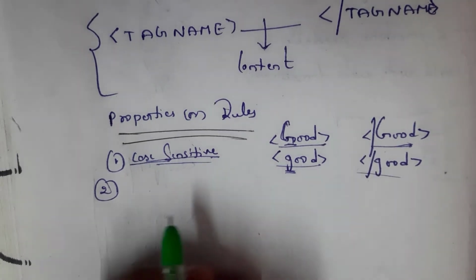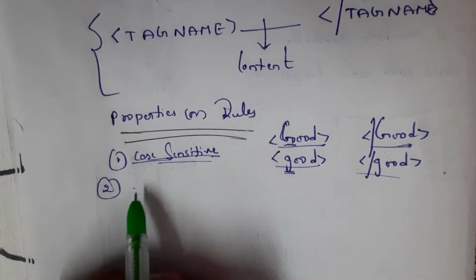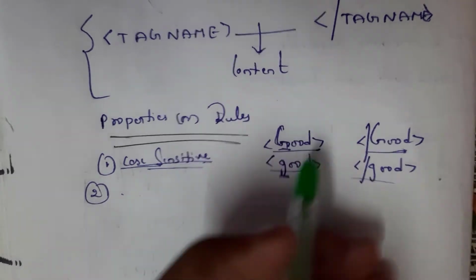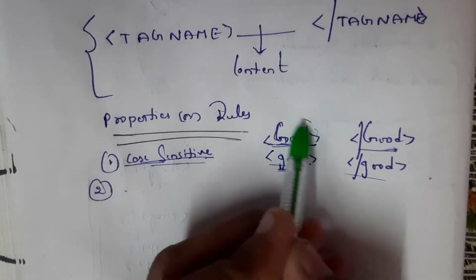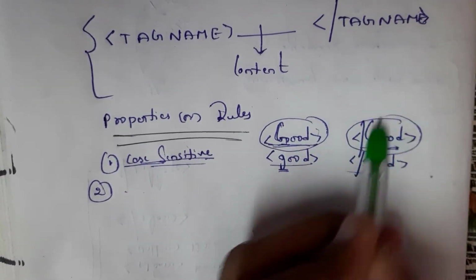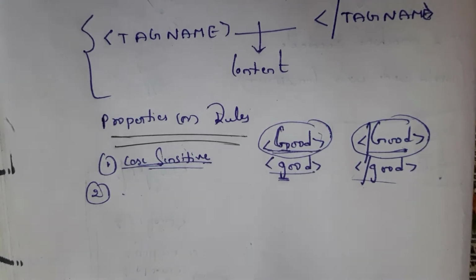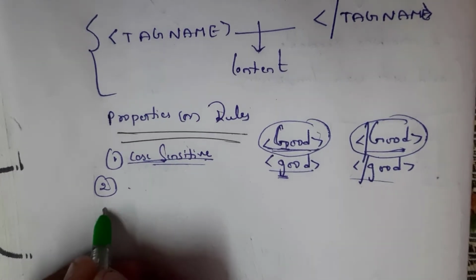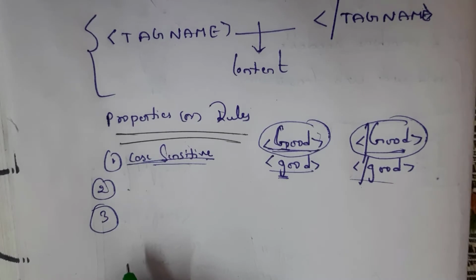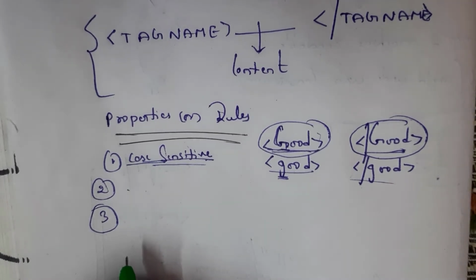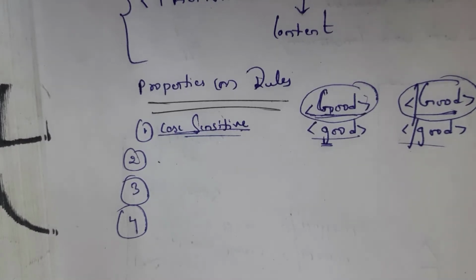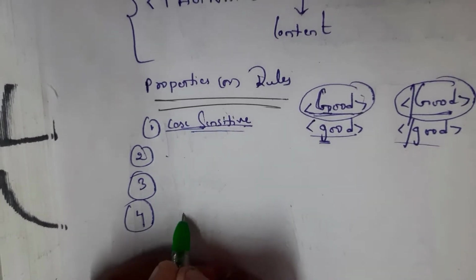The next one is, for every open tag there is a closed tag. See this example. This is an open tag. For every open tag there is a closed tag. This is the second rule. The third rule is, for every XML document there is one root element. And the fourth point is, XML is nested.